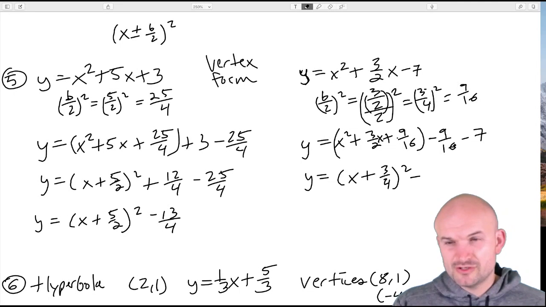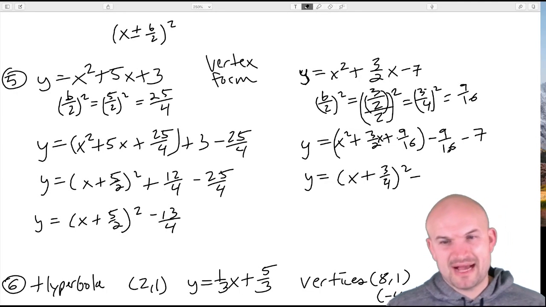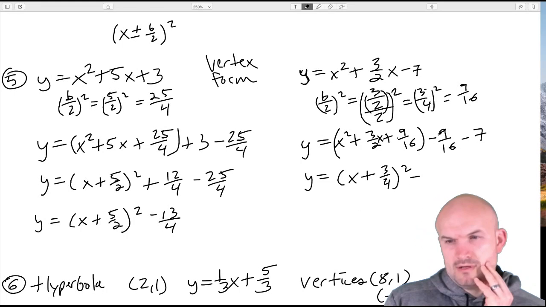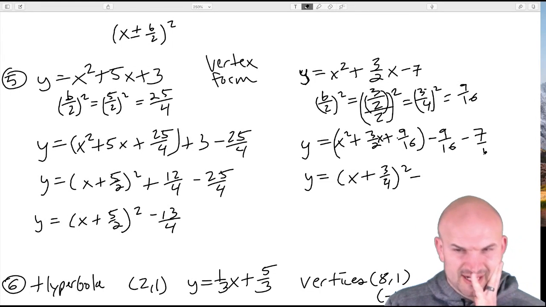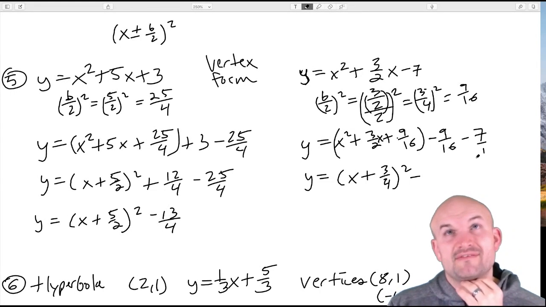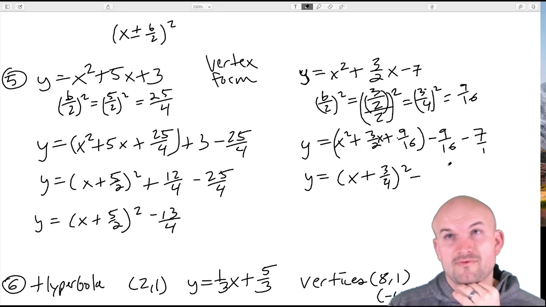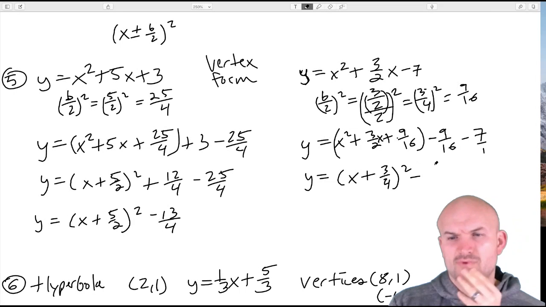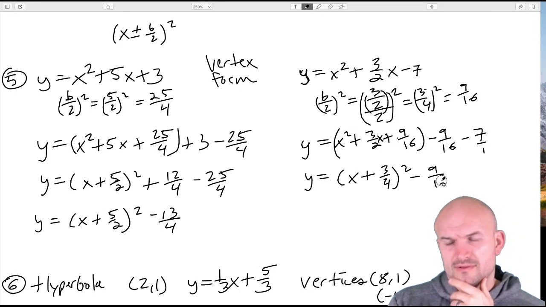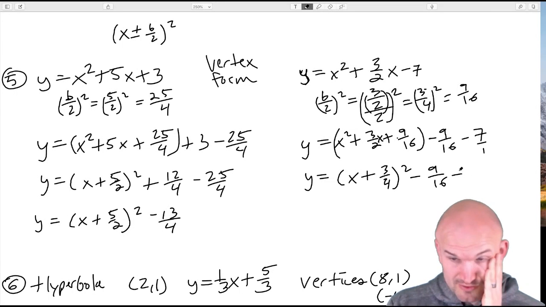And then now we need to rewrite this as minus 9 over 16 minus 7. So I'll put that over 16. That's going to be 70, 70 plus 42, that's going to be 112. Oh, what am I doing? Let's just do 16.